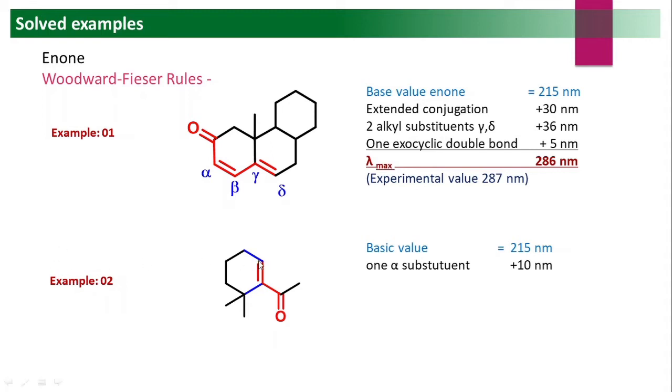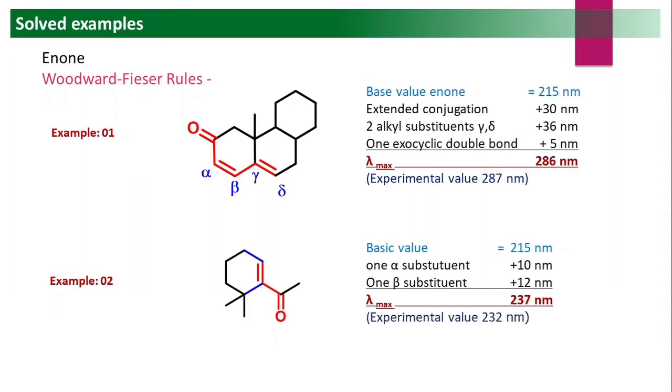Then this is the beta carbon, and at the beta position this is the substituent. For solving the example, we have to make a mark for the substituent, so the examiner will come to know that we have found that substituent. Then this is the beta substituent, so for the beta substituent we have to add 12 nanometers. That's all. The total lambda max will be 237 nanometers, and the experimental value is 232 nanometers. So in this way we have to solve the problems.